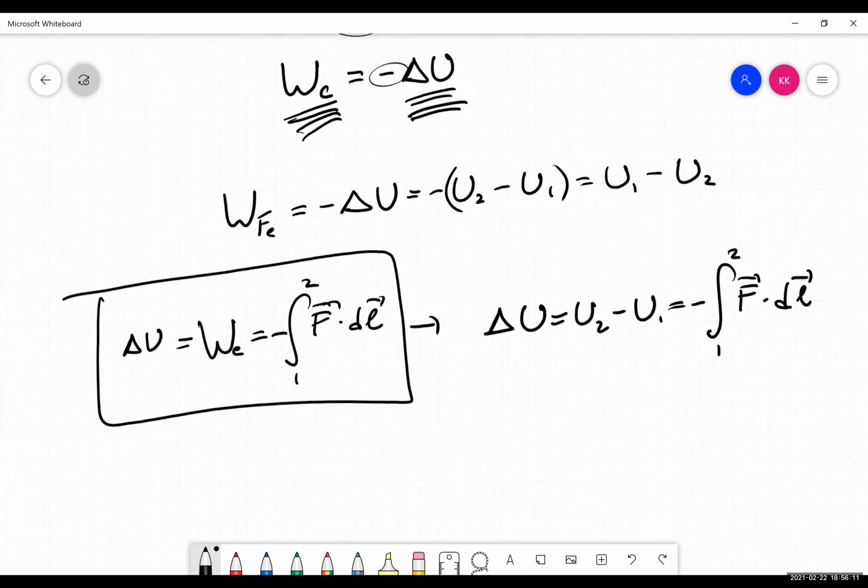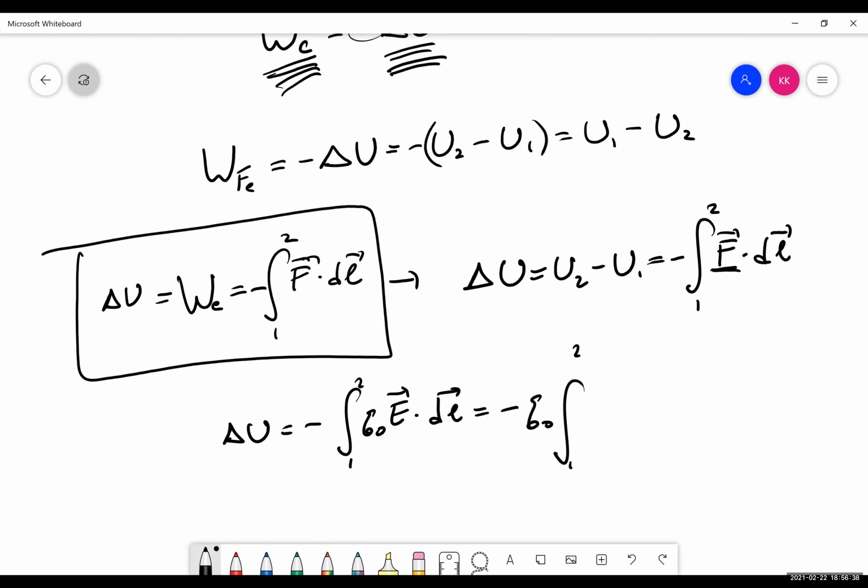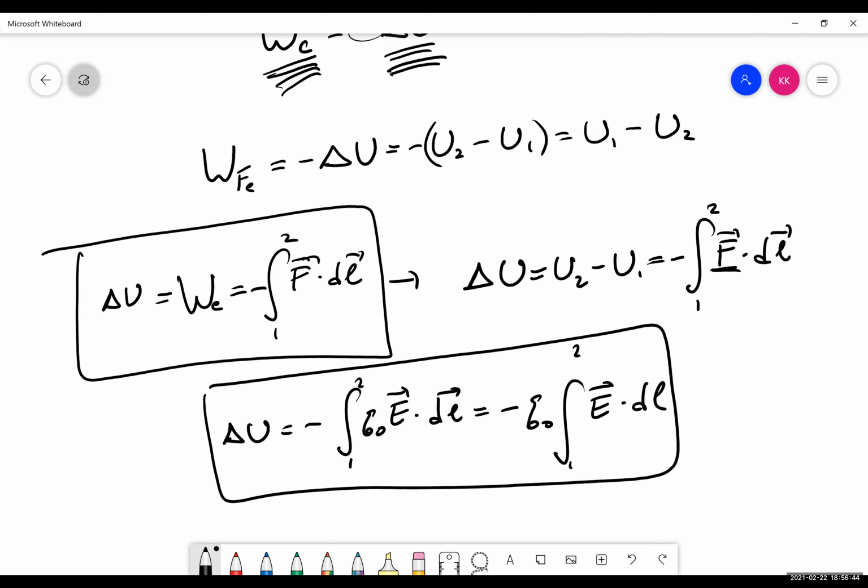Now, I can also rewrite this equation. Remember, what's the equation for the electric force in terms of electric field? This is the test charge times electric field, dot dl. I can also write it in terms of this. That means it's negative q naught integral going from point 1 to point 2 of E dot dl. That means I can represent potential energy due to the fact that there's a test charge particle in the region where there's an electric field. Which should make sense, right?